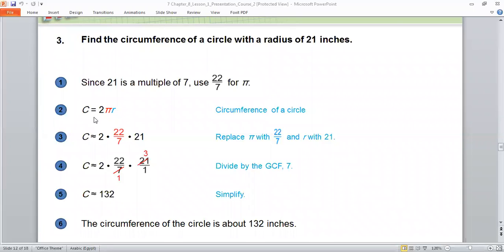You will write the same rule: circumference equals 2πr. Put π as 22 over 7, or we can write it as 3.14. Don't write it as 22 over 7, write it as 3.14 on the calculator. We said that π is equal to what, Turki? 22 over 7 or 3.14.